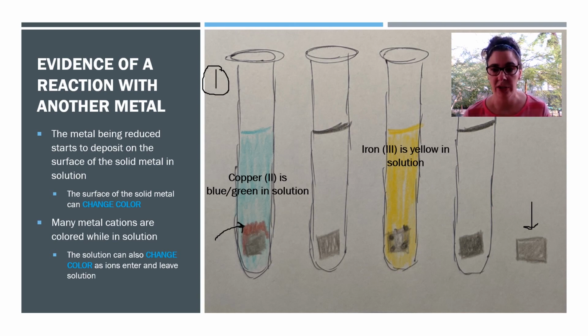So that's something that you're going to look for: changes on the surface of the metal in solution. Okay, so this one here looks exactly the same as our reference metal. So it doesn't really look like anything is happening here. So this one would be no reaction. So again, our observation for this one would be no reaction.